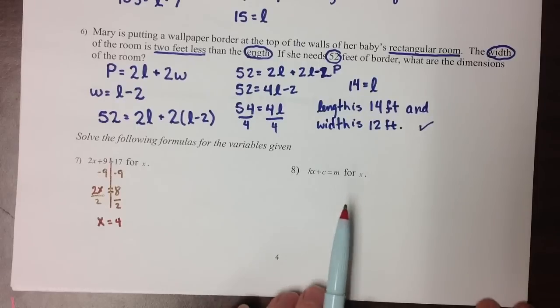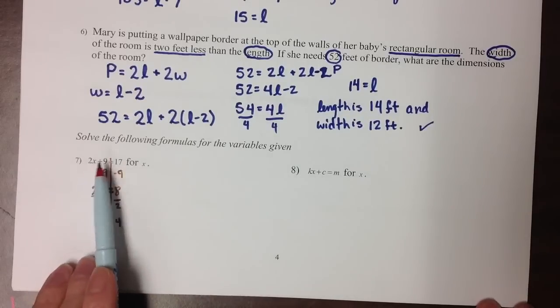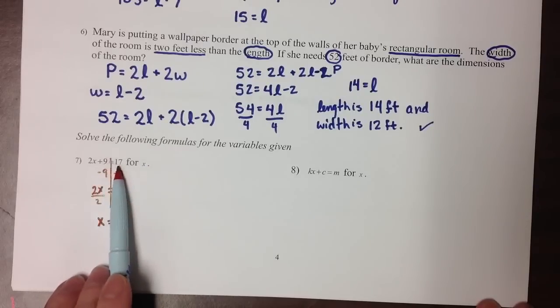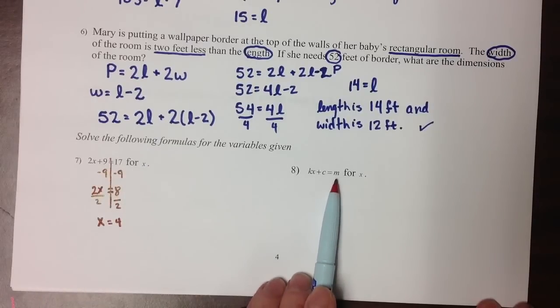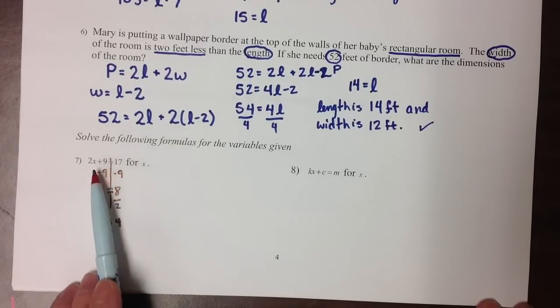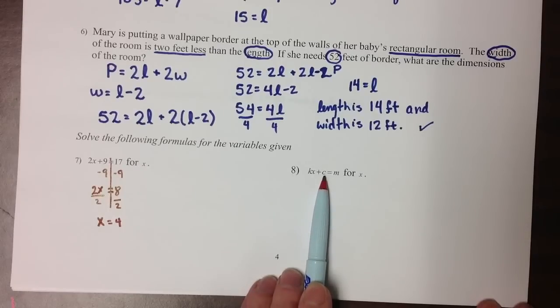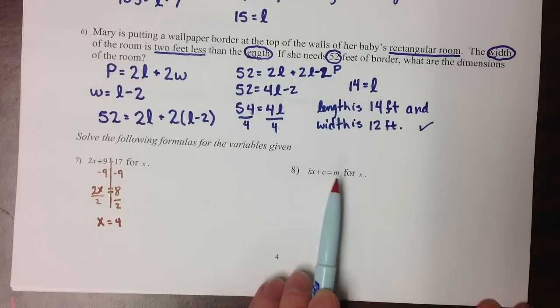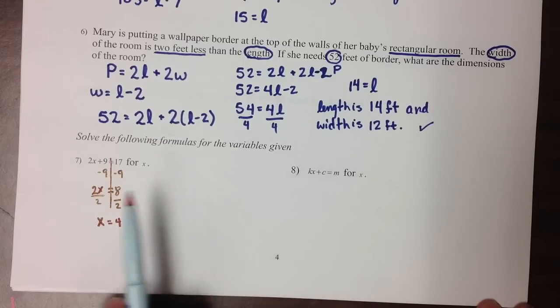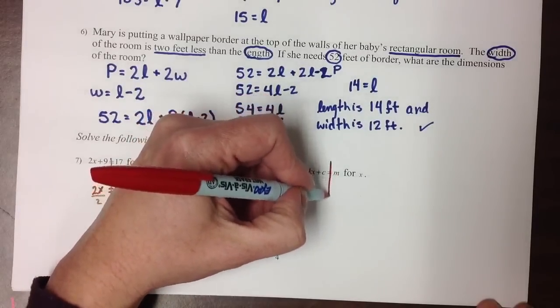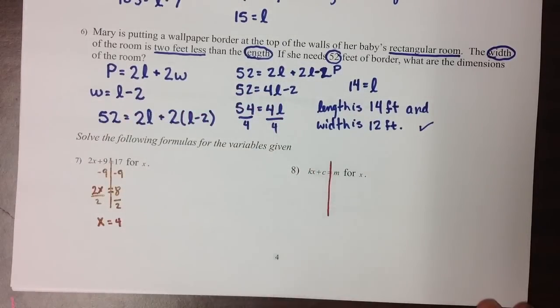In this section, we're going to be looking at formulas that don't have numeric values, like the 2, 9, and the 17. So if we look at this formula over here, it's much the same form as this one, except instead of the number 2, we have the letter K, and instead of the number 9, we have the letter C, and instead of the number 17, we have the letter M. But the process that we go through to solve for x is still going to be the same steps.